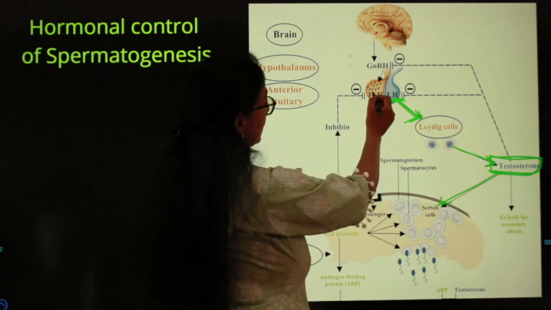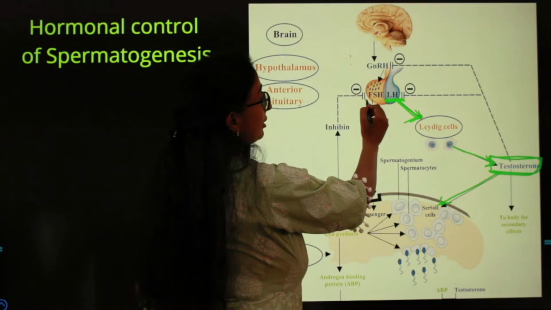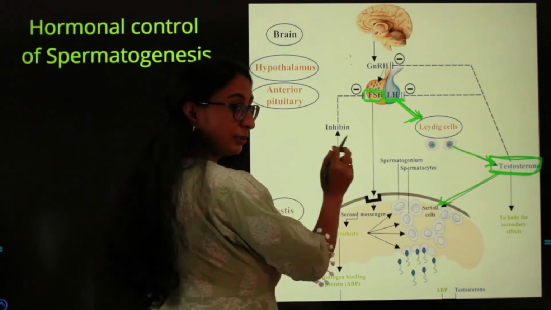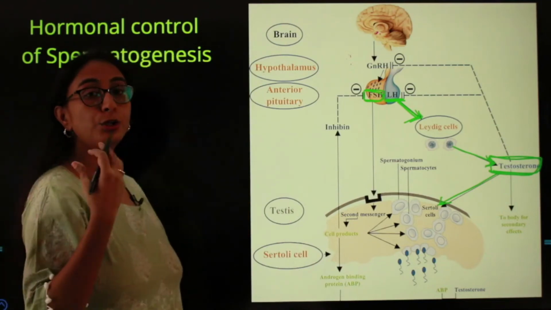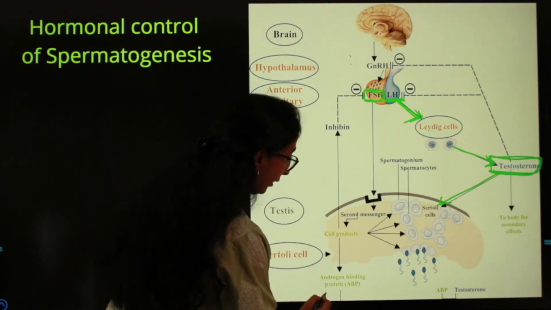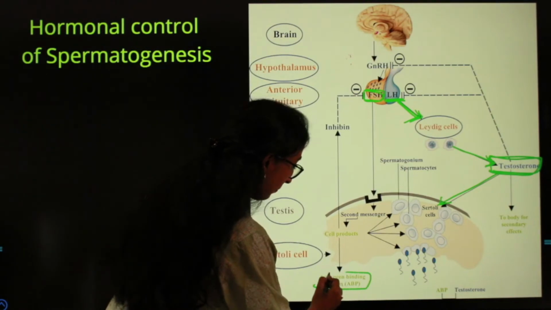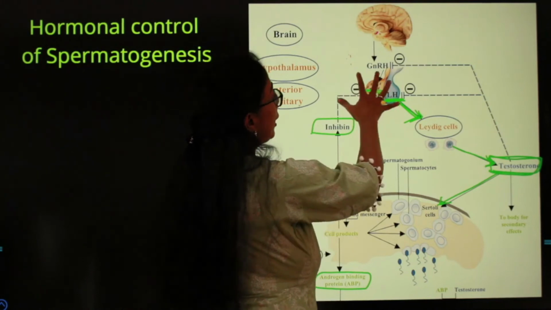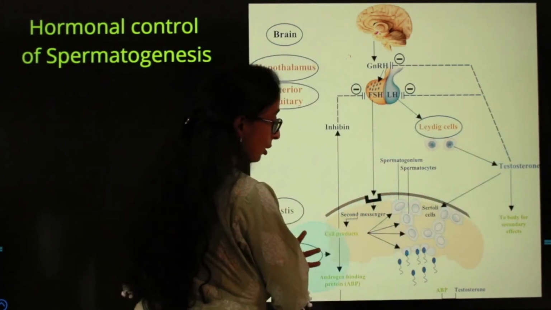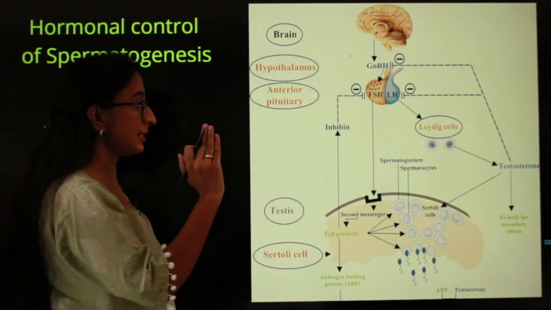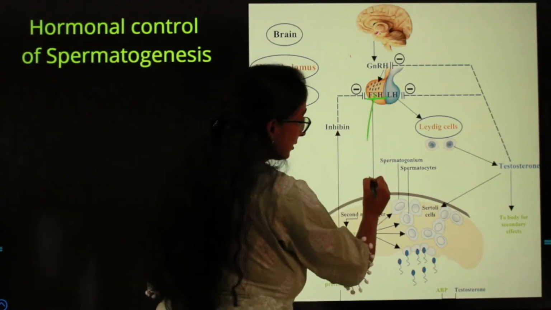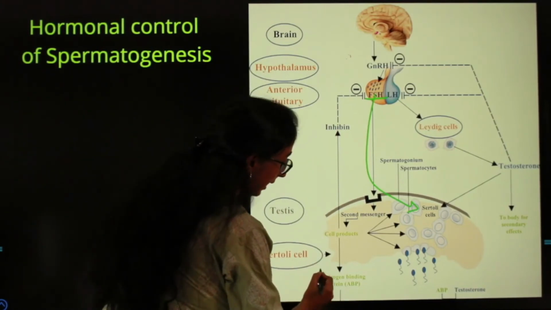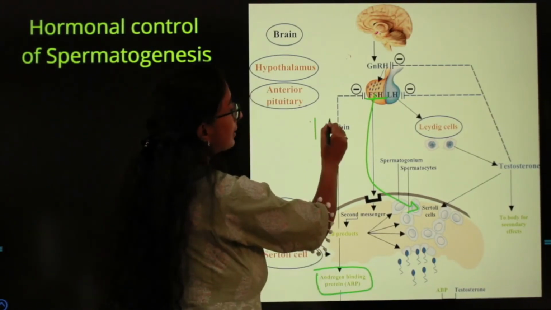So what does the FSH do? FSH, which is called the follicle stimulating hormone, acts on the Sertoli cells to produce two components. One is the antigen binding protein, called ABP, and the other one is inhibin. So FSH acts on the Sertoli cells of the seminiferous tubules of the testis and produces these two: the antigen binding protein and inhibin.